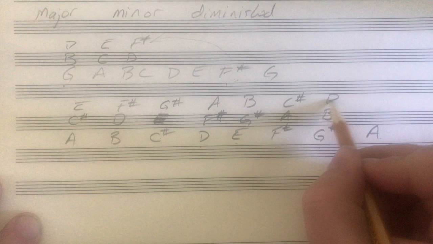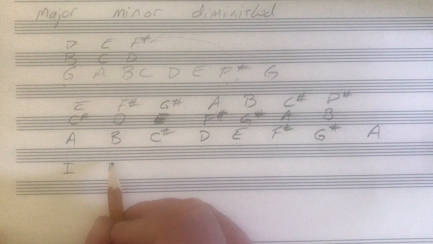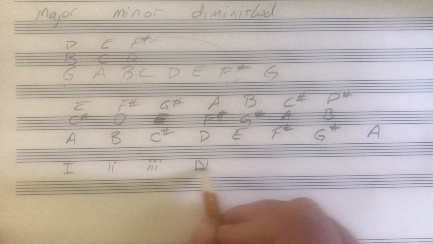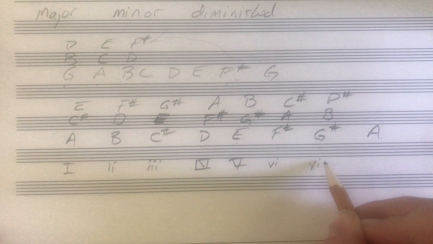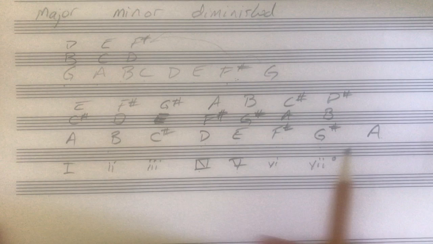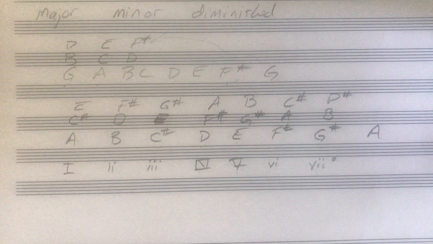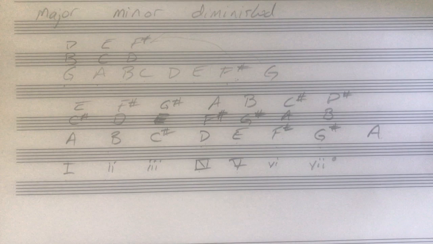Okay? So I don't expect you to memorize this, but you should be able to figure out, okay, this is the one chord, this is the two chord, this is the three chord, this is the four chord, this is the five chord, this is the sixth chord, and this is the seventh chord. Now I've used some symbols here. So the capital Roman numerals mean major, the lowercase Roman numerals mean minor, and this little circle here means diminished. And every major scale works out, all 12 or 14 of them, depending on how you look at things. All major scales follow this pattern.